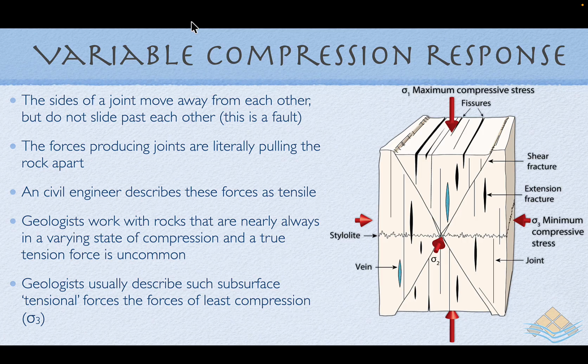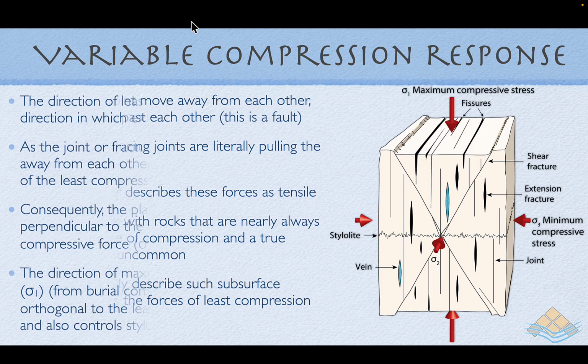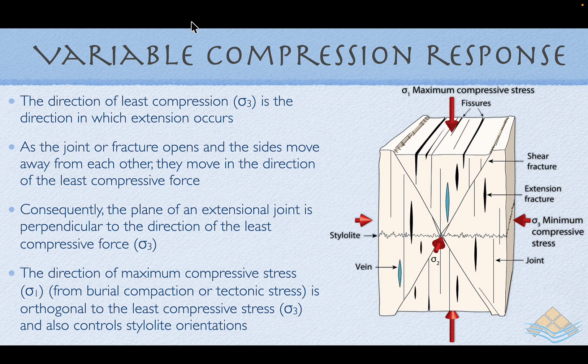And in effect, we usually describe the tensional force as actually being the force of least compression of the three sigma 1, sigma 2, sigma 3 stress parameters. So geologists describe the tensional force as the force of least compression, sigma 3, with the maximum compressive stress being defined as sigma 1. The direction of least compressive stress, sigma 3, will be the direction in which extension occurs, tensional extension if you like. So the joint or fracture will open up as the sides move away from each other, along sigma 3.